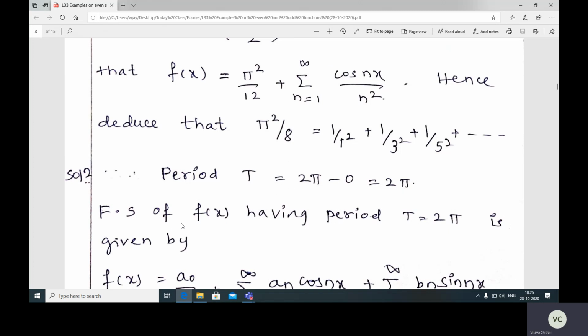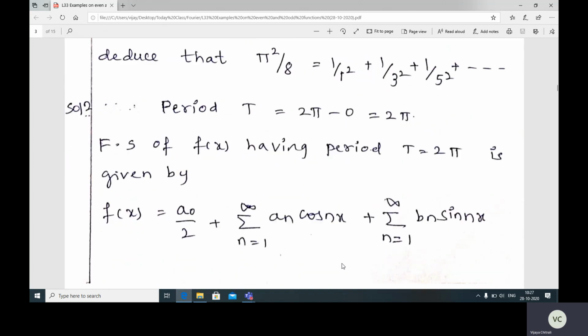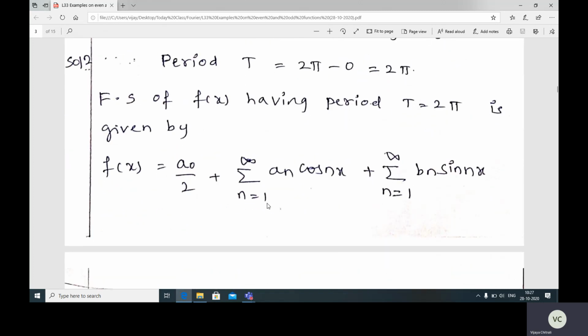So we know the Fourier series of f of x having period T equal to 2 pi is given by f of x is equal to a naught by 2 plus summation n is equal to 1 to infinity an cos nx plus summation n is equal to 1 to infinity bn sin nx. So we need to calculate here a naught, an, bn.